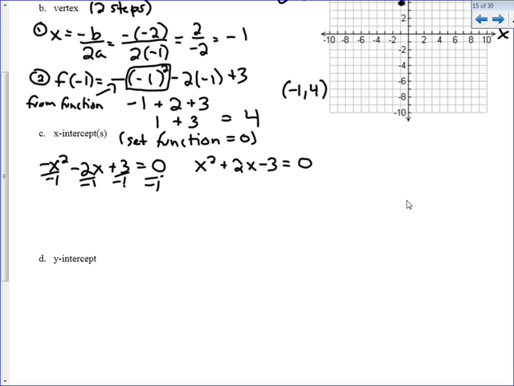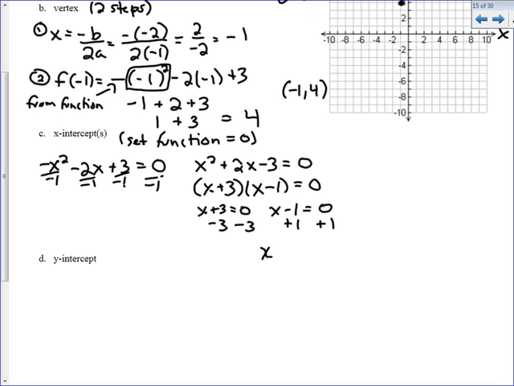So if it's factorable, I should be able to find a pair that multiplies to negative 3 and adds to positive 2. 3 and negative 1. So my factors are x plus 3, x minus 1. And when you solve by factoring, write your factors and then set each factor equal to 0. So my 2 x values are negative 3 and positive 1. But if you chose a different method, you're still going to get x equals negative 3, x equals positive 1.